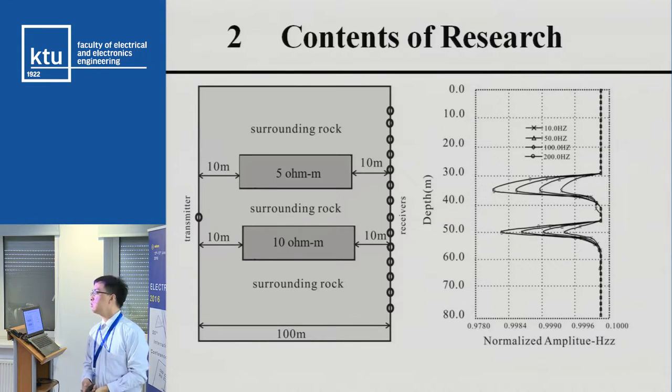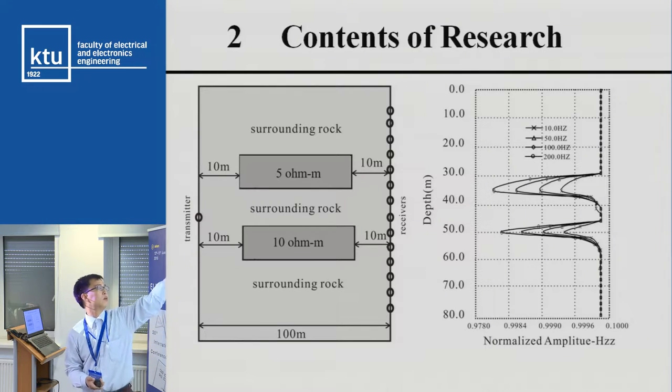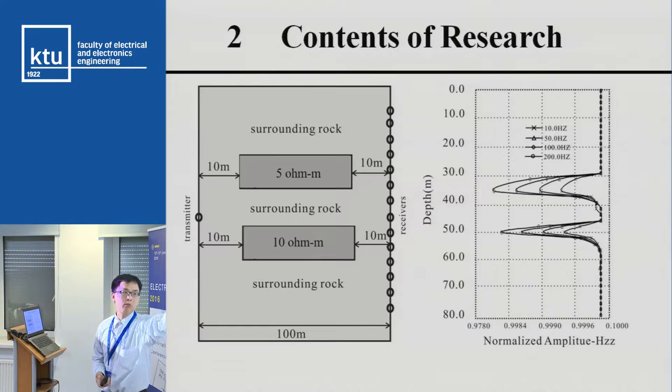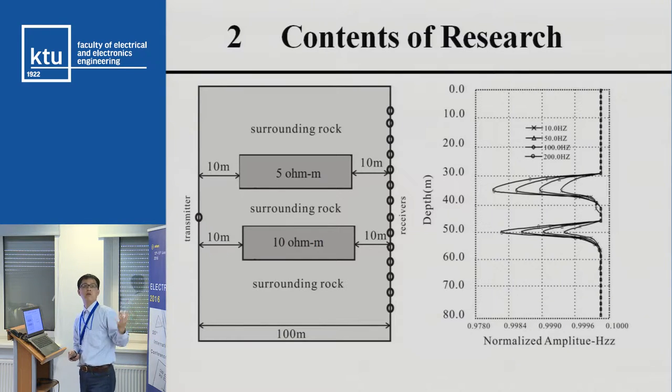In the geophysical research field, we have a method called inverse. So using this information, we can invert the information of the model. It means using the information, we can find where the goaf is and its depth. So this is the forward modeling. Okay, this is my work.